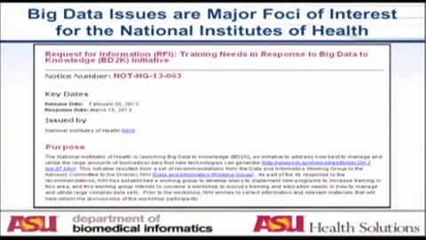This is a week old, 2 weeks old, right? I mean, this is really getting to be a big topic, and now we've got a request for information about how to do training in response to the need to take these big data and derive new knowledge from the kinds of data that are exploding in the healthcare environment. So that's an NIH initiative.